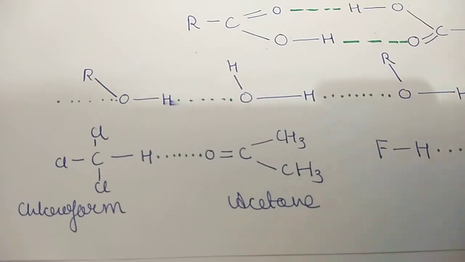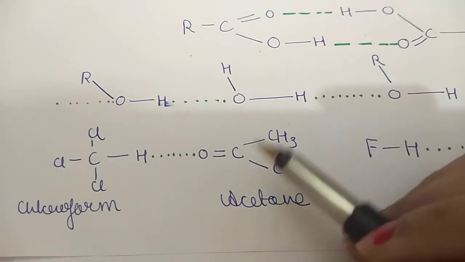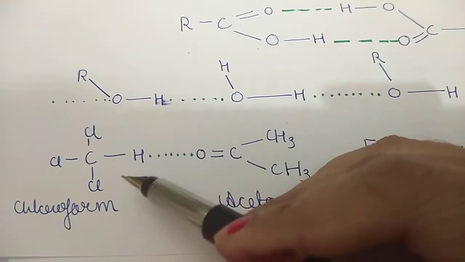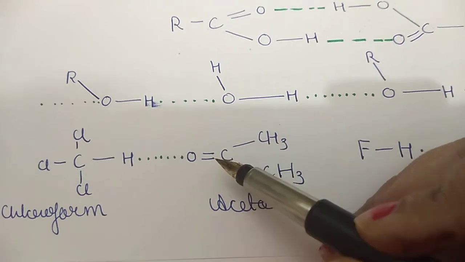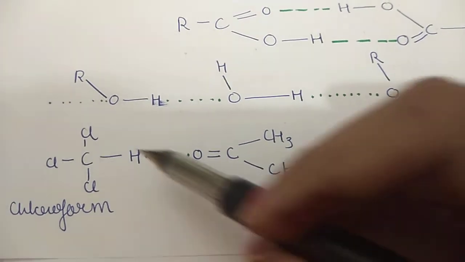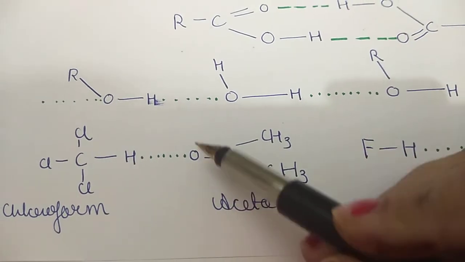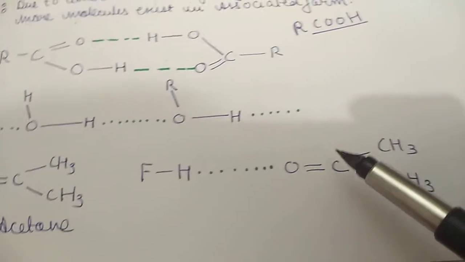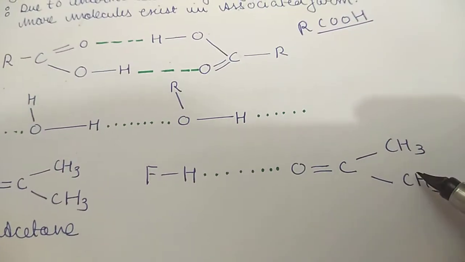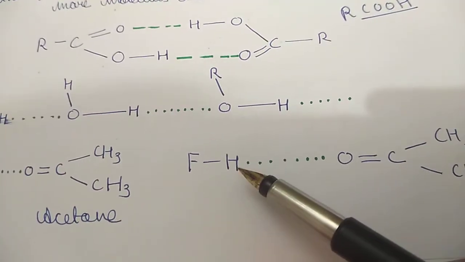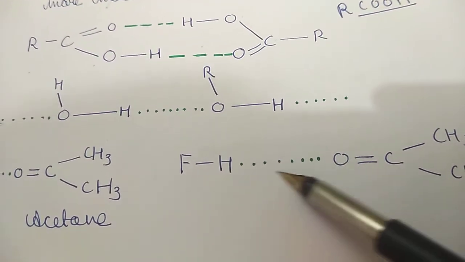Then another example is of chloroform and acetone. You can see CHCl3 is chloroform and CH3 C double bond OCH3 is acetone. तो यहाँ पे जो हाइड्रोजन है ये क्लोरोफॉर्म का, और जो ऑक्सीजन है एसीटोन का, इनके बीच भी हाइड्रोजन बॉन्डिंग है. Then here the example is of hydrogen fluoride and acetone. Oxygen of acetone and hydrogen of hydrogen fluoride. They also show the hydrogen bonding.